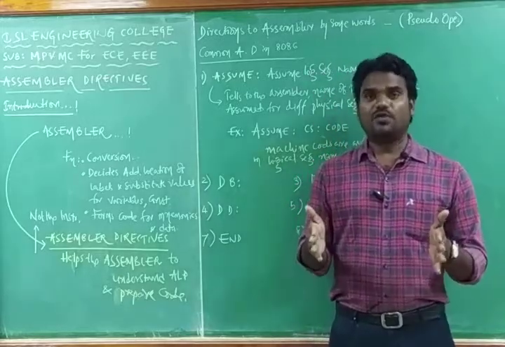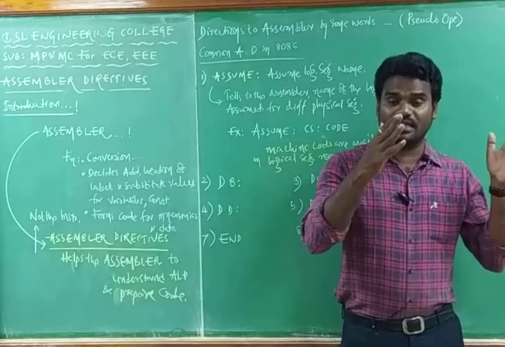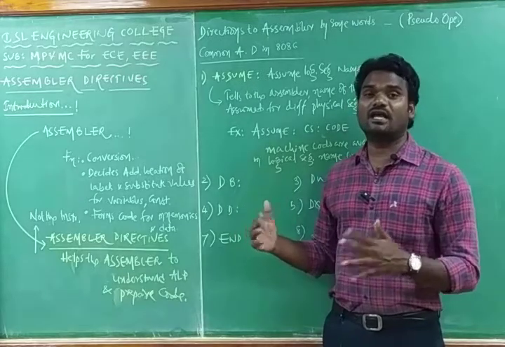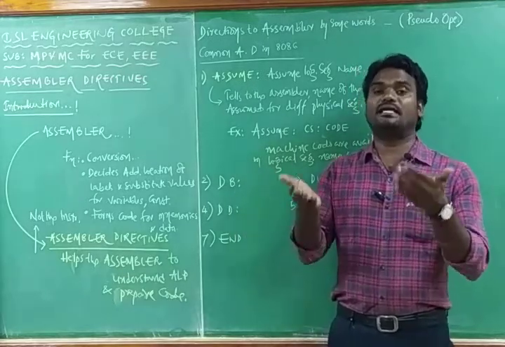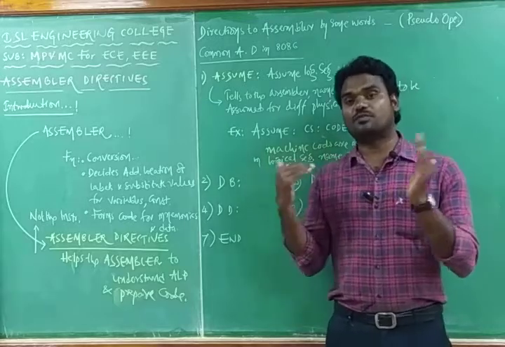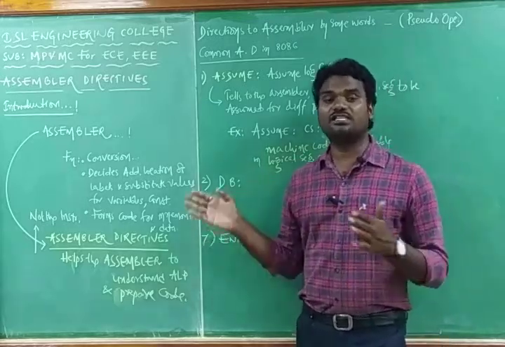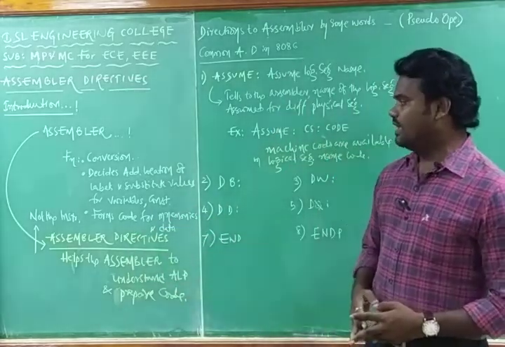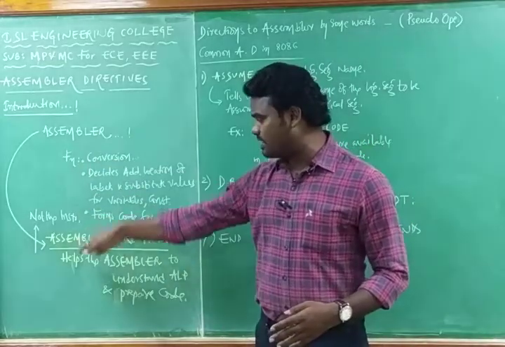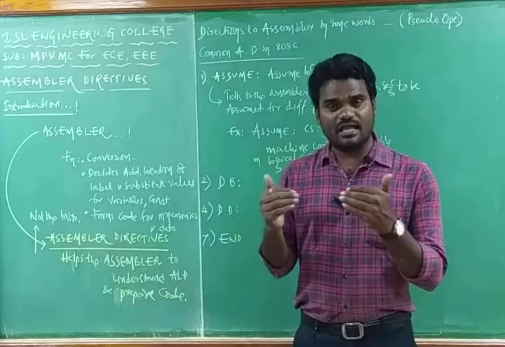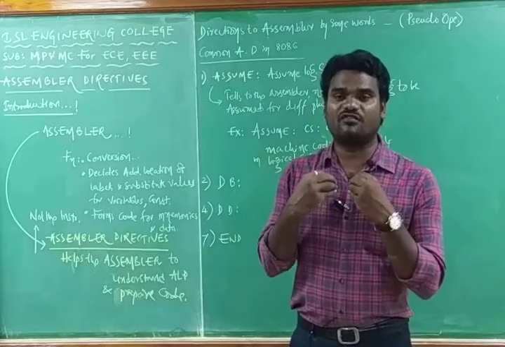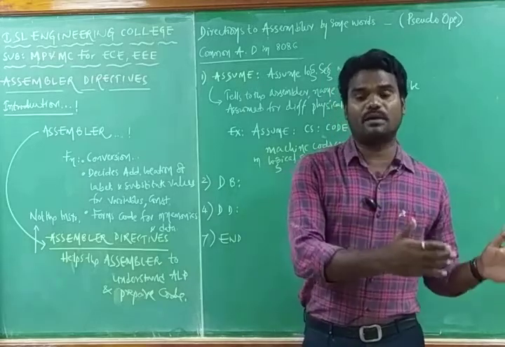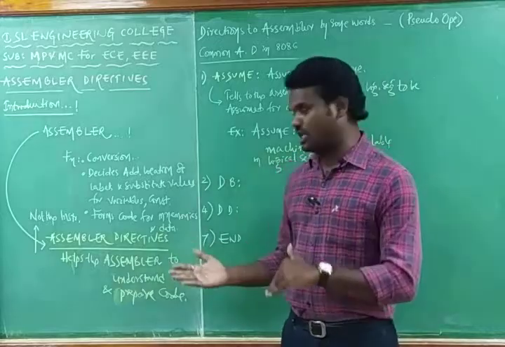These are the words which direct the assembler to understand the complete assembly language program and convert it into machine language, so the assembler gets the directions to convert the assembly language program to machine language. That is why these words are named assembler directives. These are the short forms of English words which direct the assembler to understand the complete assembly language program and convert it into machine language.